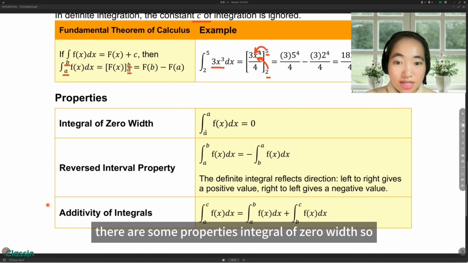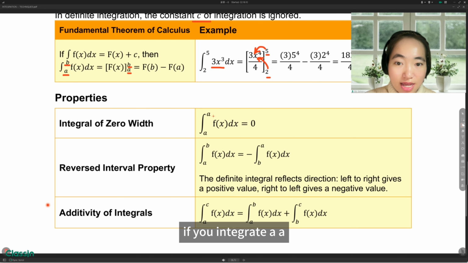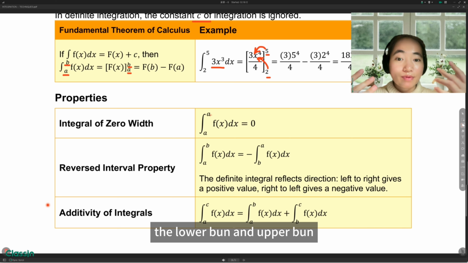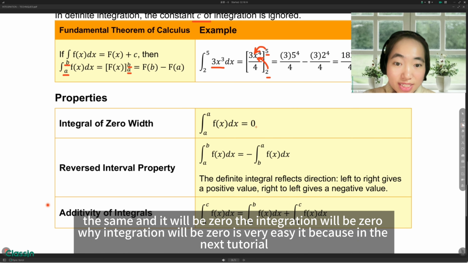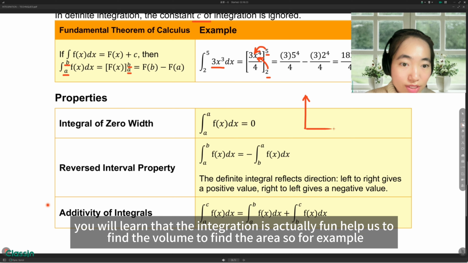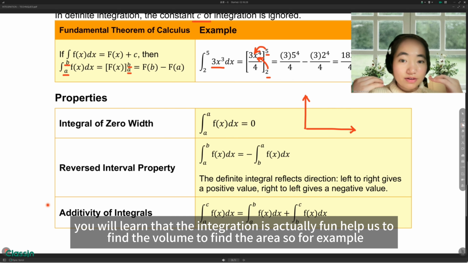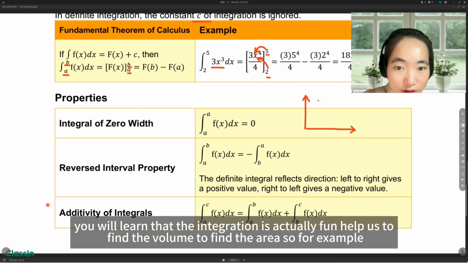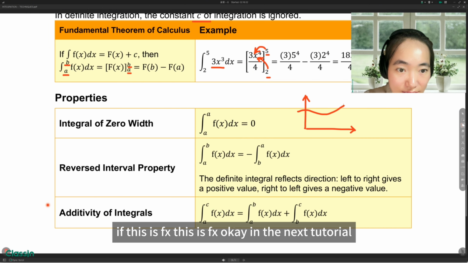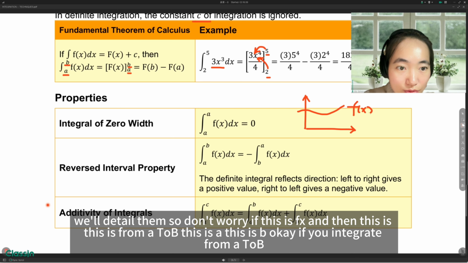Integral of zero width. If you integrate with the lower bound and upper bound the same, the integration will be 0. Why will it be 0? It's very easy. In the next tutorial, you will learn that integration helps us find the area. In the next tutorial we'll detail this, so don't worry.